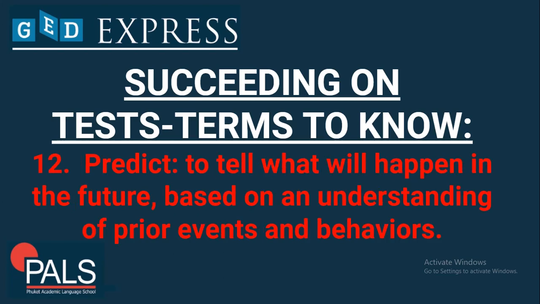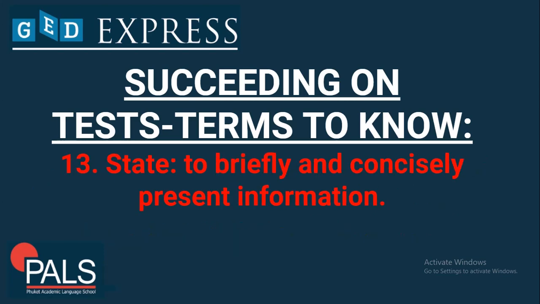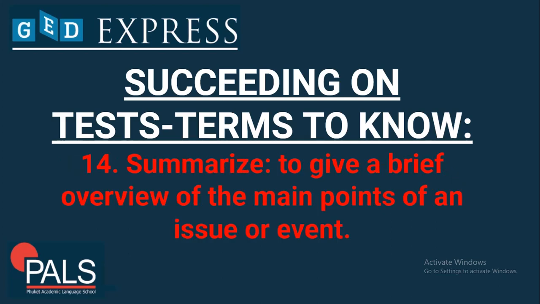All right? Predict, to tell what will happen in the future based on understanding of prior events and behaviors. Doesn't mean that we predict and just try to guess. No, you have to use the facts. State, to briefly, concisely present information. All right, although it's not that common on your social studies test, you might use this for some other subjects. Summarize, to give a brief overview of the main points of an issue or event.